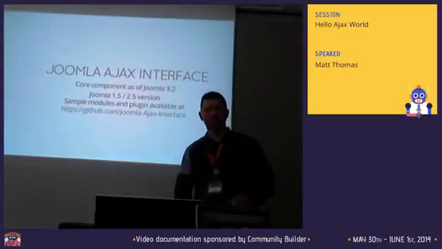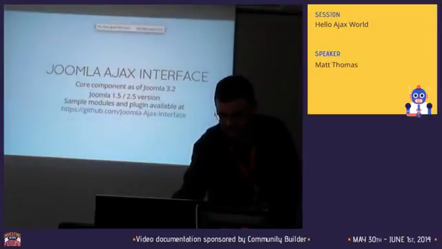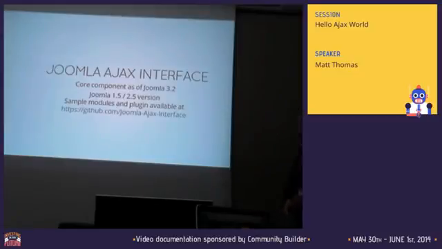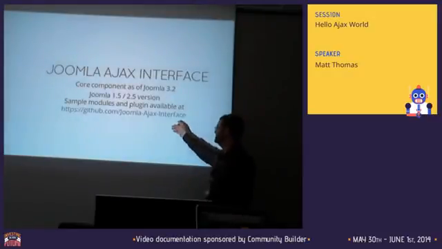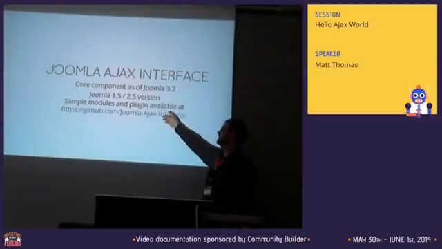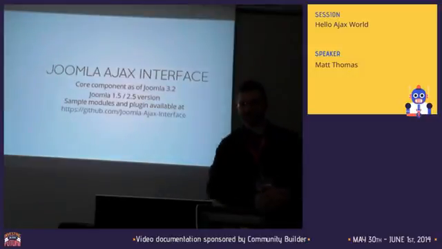Now, I should start out by saying Ajax and Joomla really isn't a new thing. What's new about Joomla that we're here to talk about today is this thing called the Joomla Ajax interface. As of version 3.2 of Joomla, it's a core component. There's also a standalone version for Joomla 1.5 and 2.5. I should also mention that there's an organization on GitHub, the Joomla-Ajax-interface organization, where you can download the 1.5, 2.5 version, as well as sample modules and a plugin.